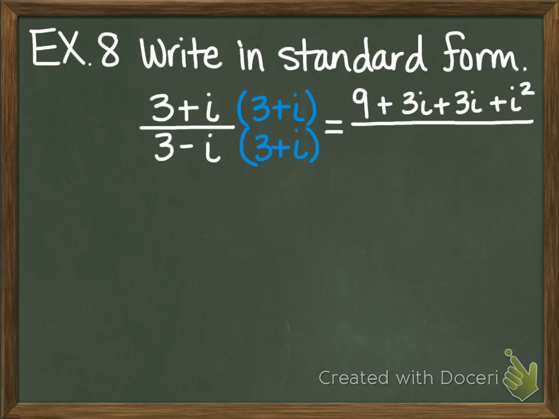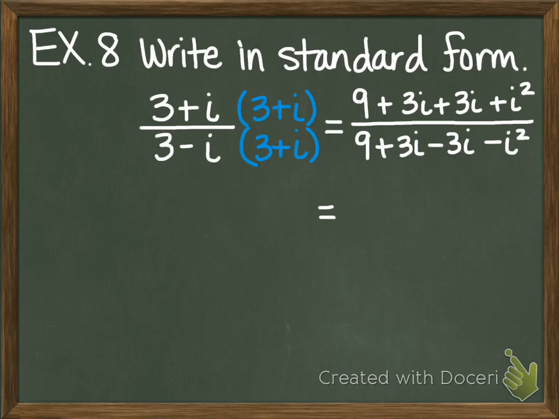When I FOIL the bottom, first, 3 times 3 will be 9. Outside, 3i. Inside, negative 3i. And last, negative i squared. So then let's go through and simplify the top and bottom.